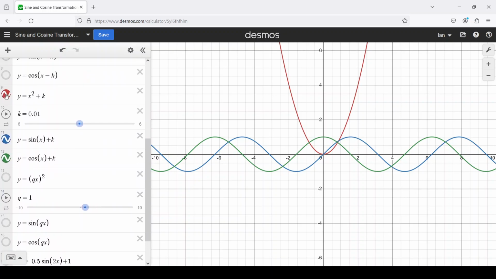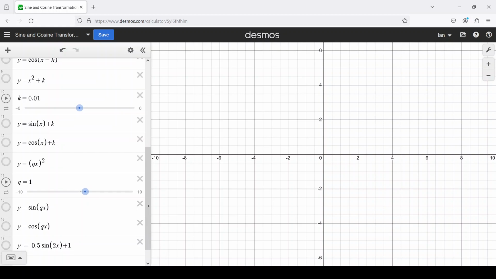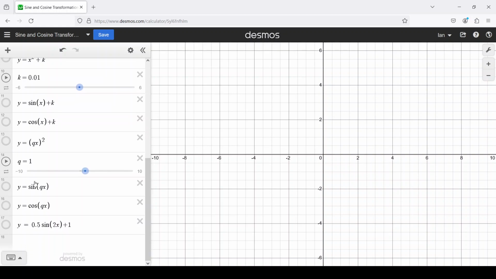Now q. Okay, so this one is a little bit trickier. Let's bring on the regular y equals x squared. I've put my q in. Now I'm setting my q to be 1. So 1 times x is just x. This is just y equals x squared. This is our normal basic standard parabola. What will happen as q increases? Well, we get horizontal stretches and compressions, don't we? Let's take a look at how that works.